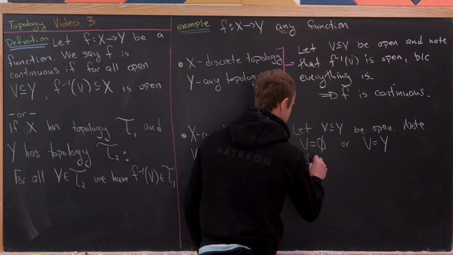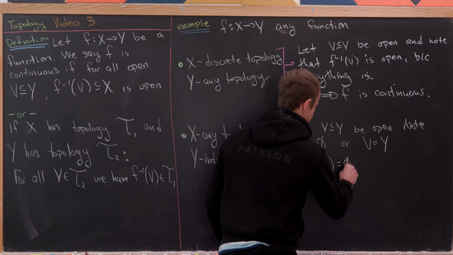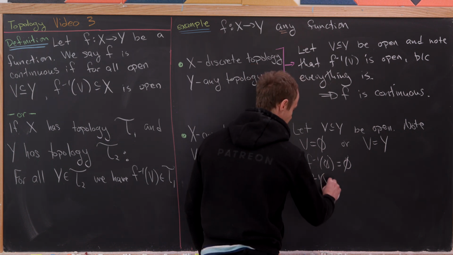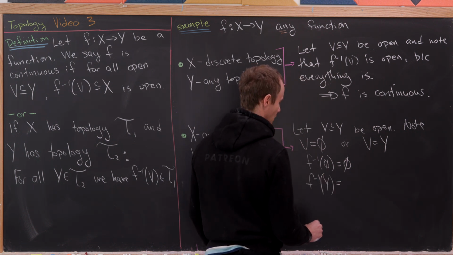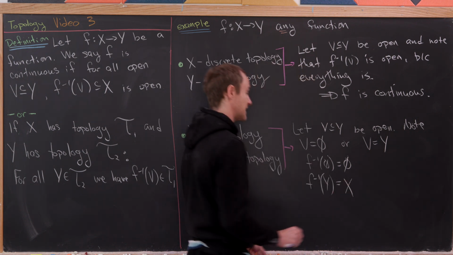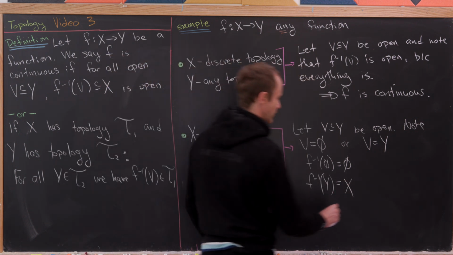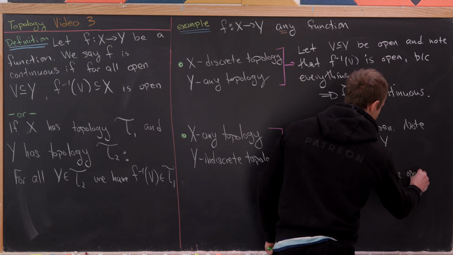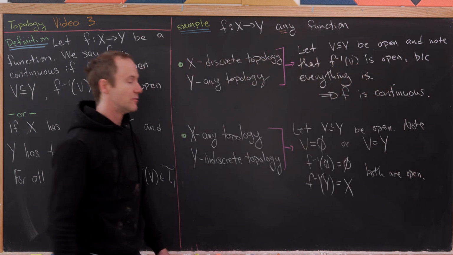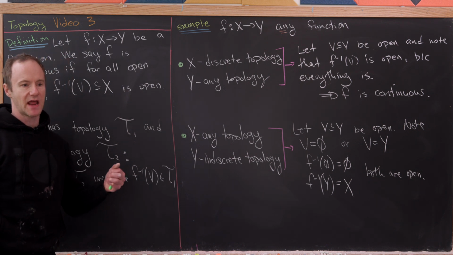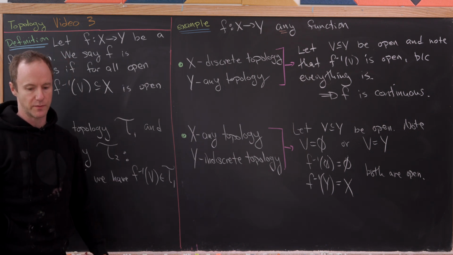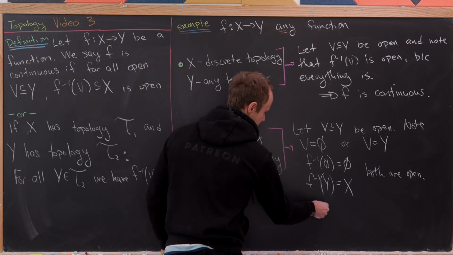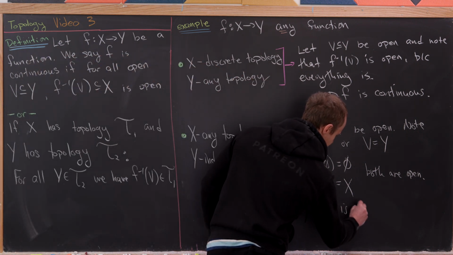But now let's notice that the pre-image of the empty set is the empty set. I think that's pretty clear. And the pre-image of everything, Y, is going to be X. I think that's also pretty clear. But notice that both of these are open. We don't know anything about the topology on the domain, but we do know that the empty set and the entire set are always open sets. That was one of the parts of the definition of a topology. So in this case, we get that f is continuous.